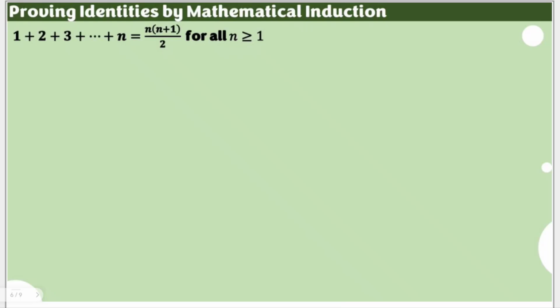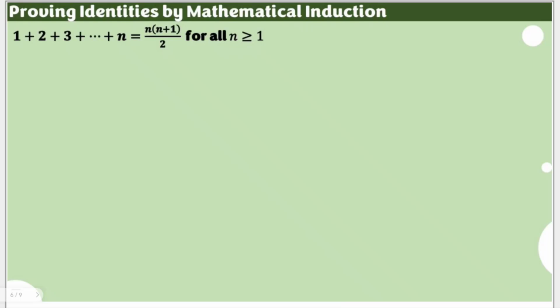Let's prove this identity by mathematical induction. We have here 1 plus 2 plus 3 plus dot dot dot plus n. In short, the sum of consecutive integers is equal to n times the quantity n plus 1 all over 2 for all n greater than or equal to 1.